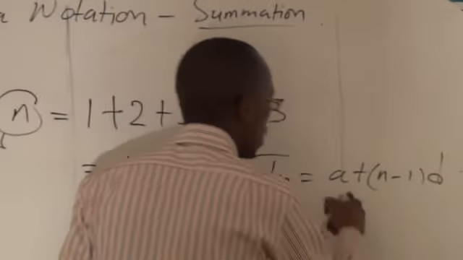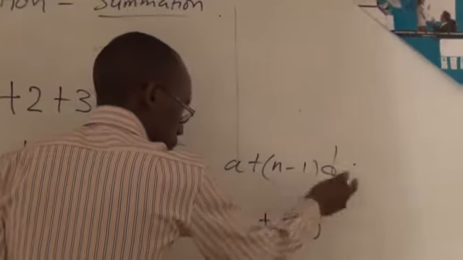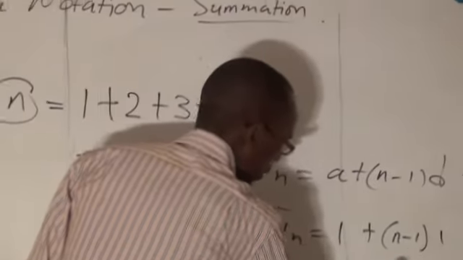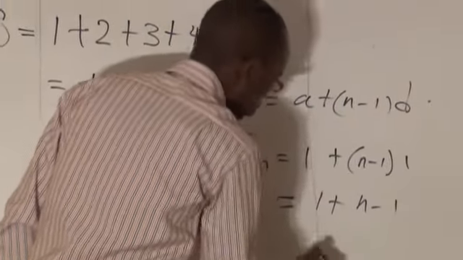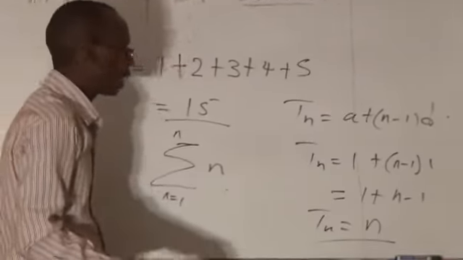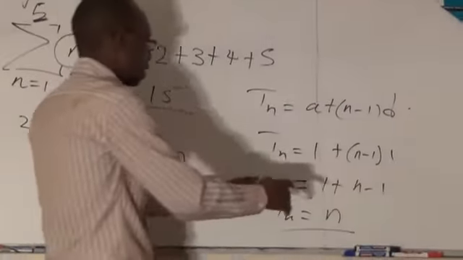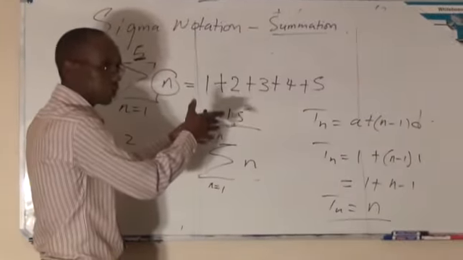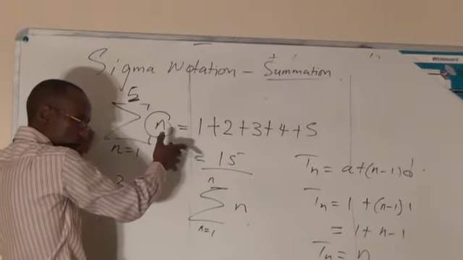Tn therefore is equal to A, but we know that A is equal to 1, plus n minus 1. We don't know n, but we know d. D is equal to 1. So this will be the same as 1 plus n minus 1 times 1, which is actually n minus 1. So we end up with Tn is equal to n, because 1 minus 1 is actually equal to 0. Now if Tn is equal to n, you can see where that n is coming from. We are saying if you take the general or the unique nth term, Tn, to a series, you can easily write it in this form, using the sigma notation.